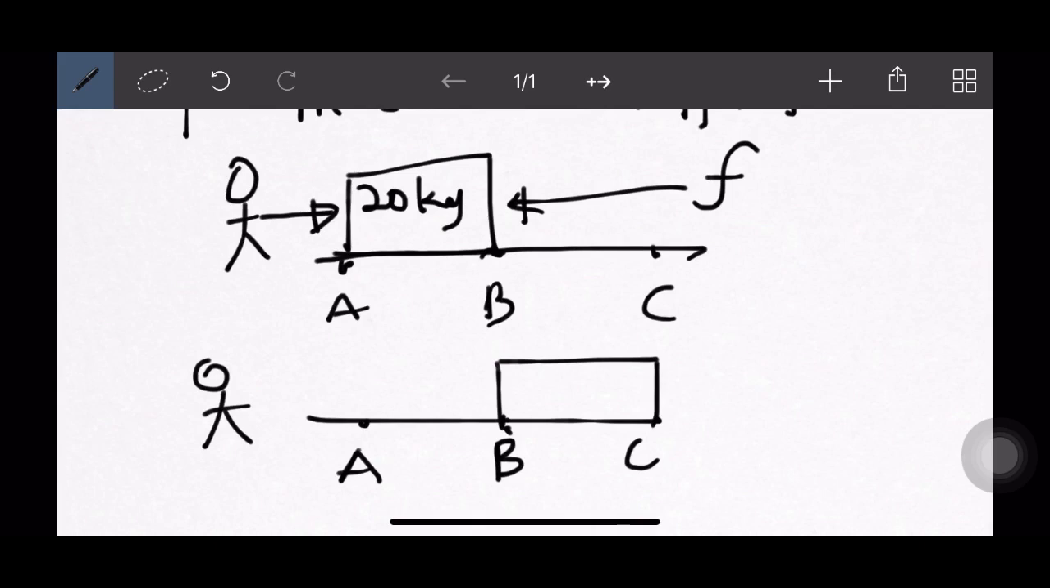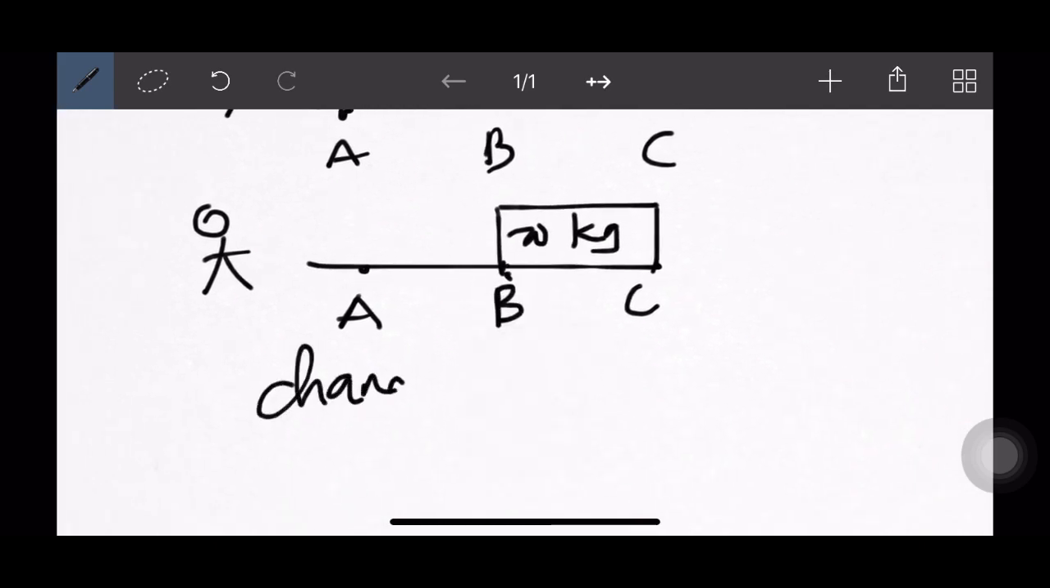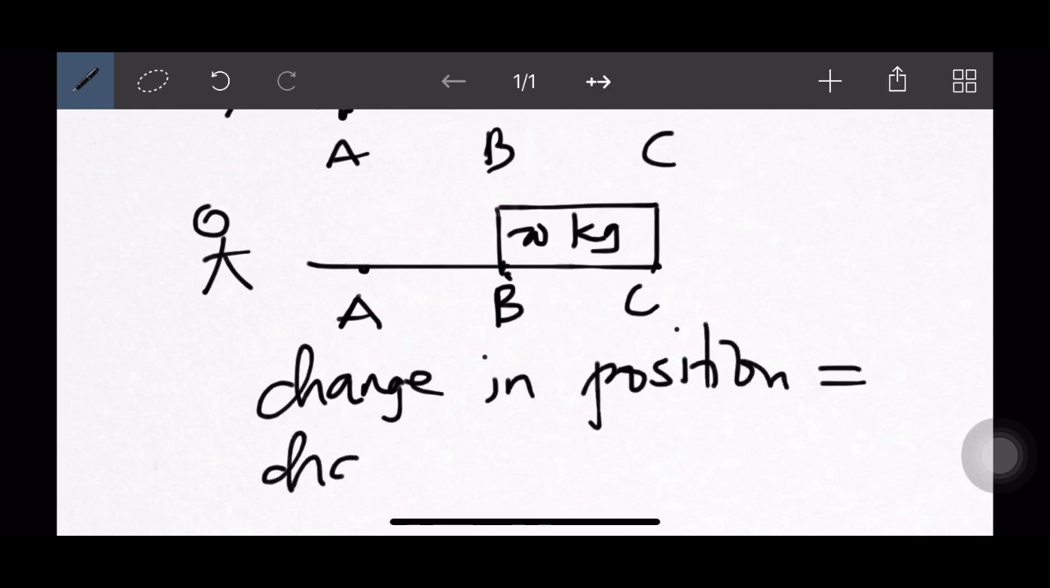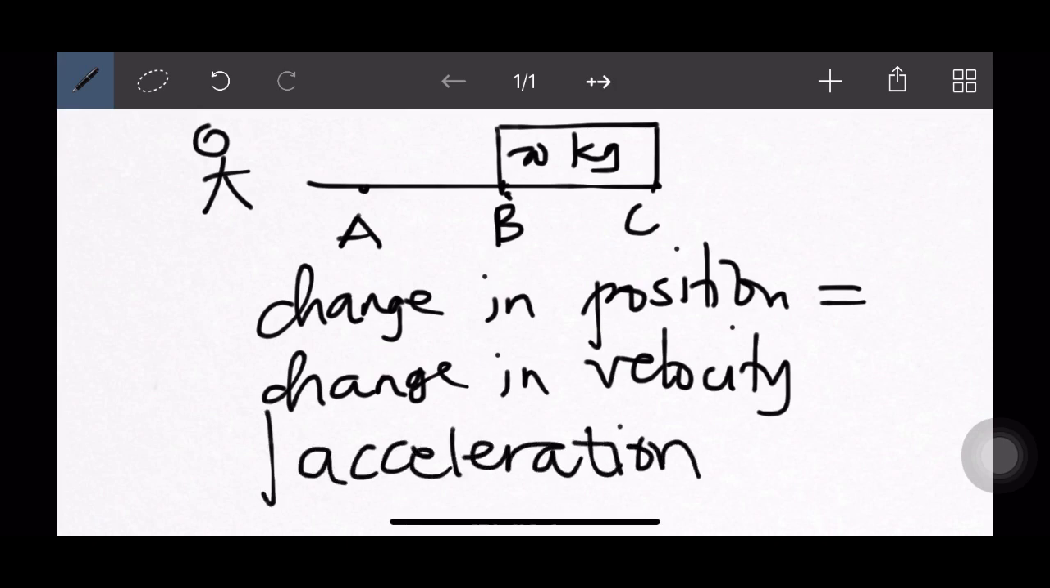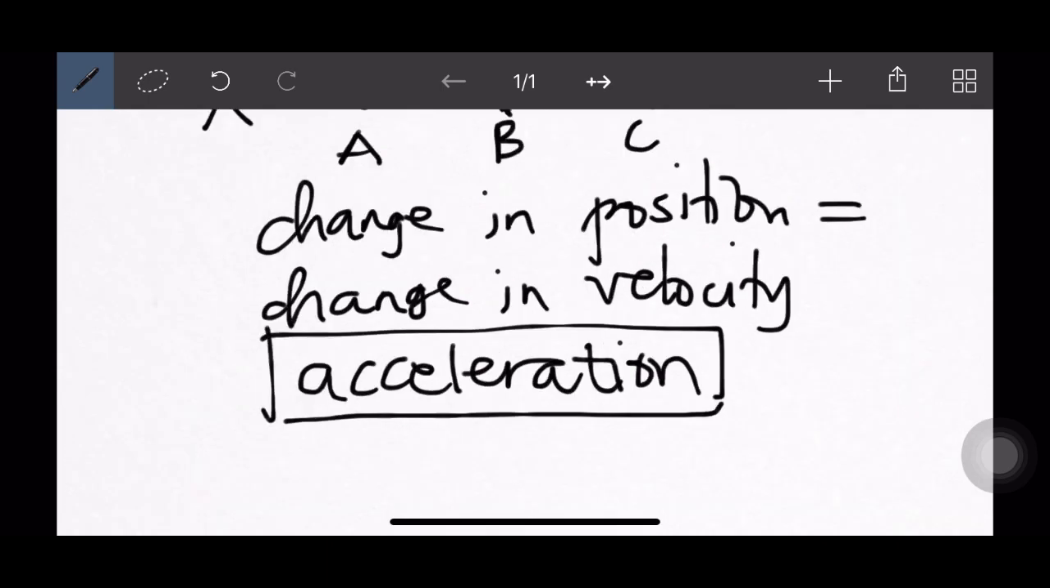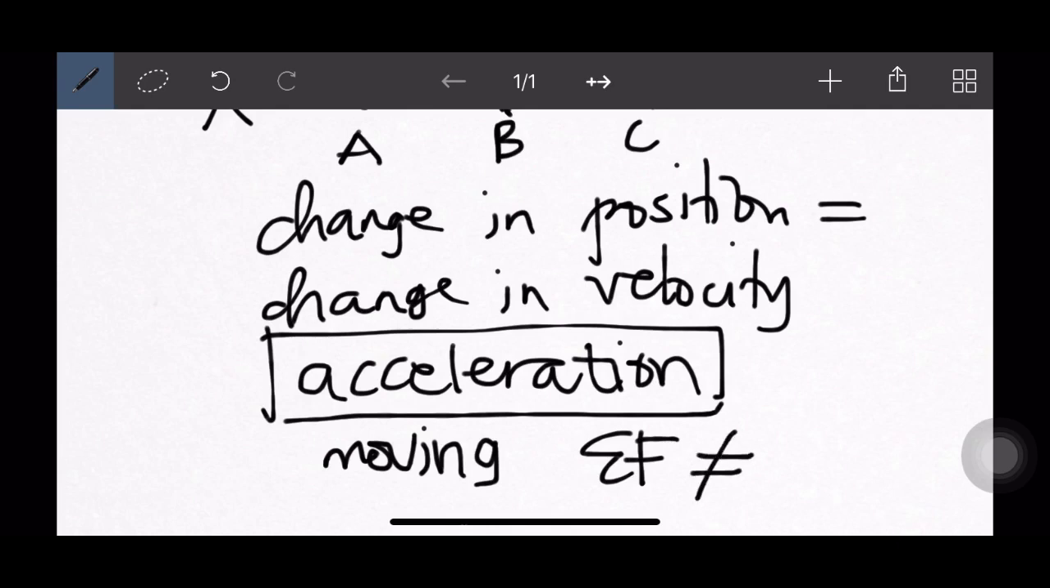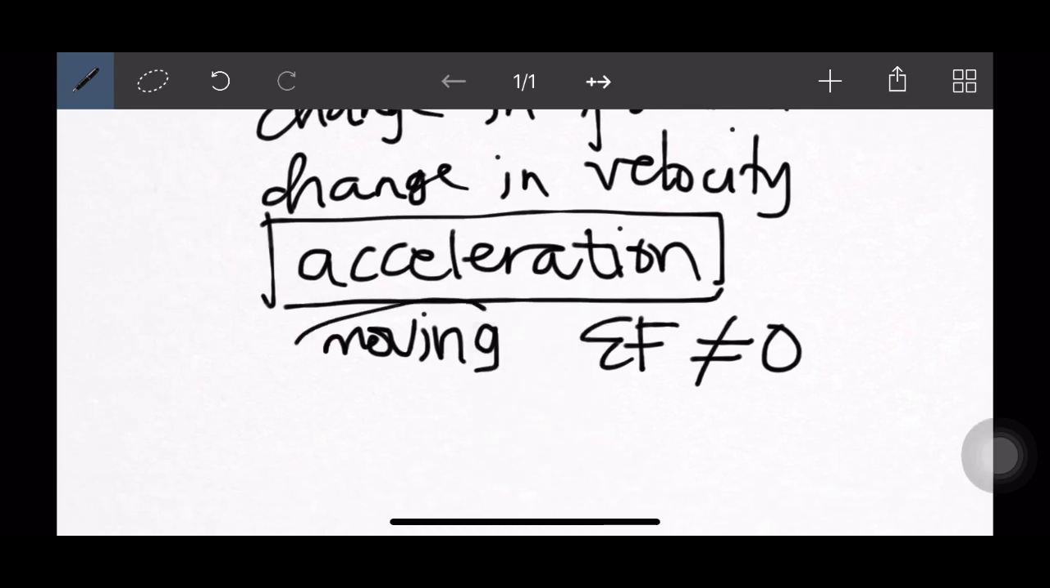So notice that there is a certain change in position, right? Since there is a change in position, this means that there is also a change in velocity. And if there is a change in velocity, there is acceleration. So acceleration exists. The object is moving, right? So the net force will not be equal to 0 anymore, because the object will be moving already, or the object will transfer from a certain position to another.